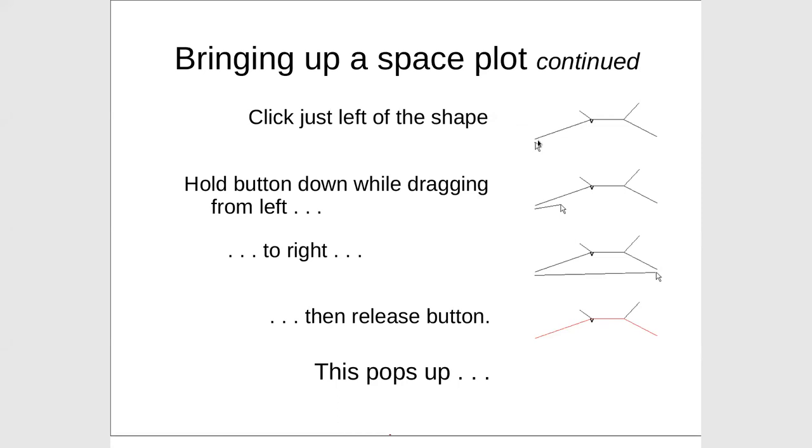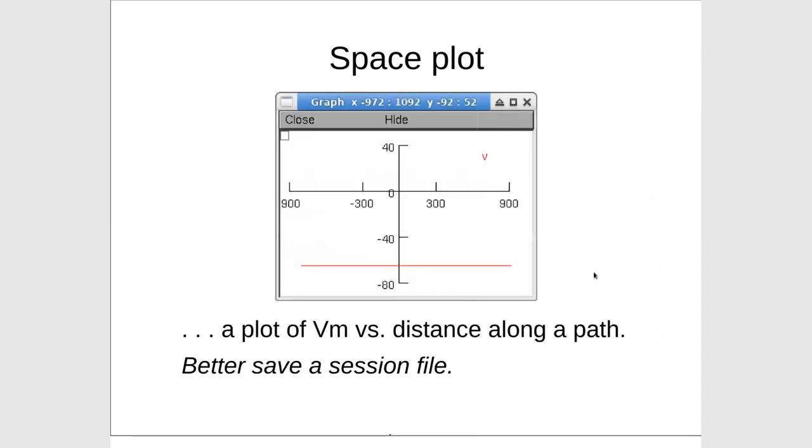Then in our shape plot, I'm not showing all the window decorations, we click just left of the distal end of that apical dendrite, and we hold our mouse button down and drag our cursor to just past the distal end of that longest apical section. You'll see there's a rubber band line that we stretch from left to right. When we release the button, the path is highlighted in red, and we get a pop-up, a plot of membrane potential versus distance along that very path. At this point, we should save a session file.